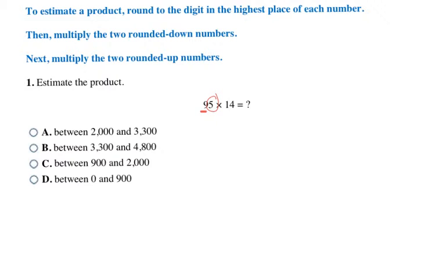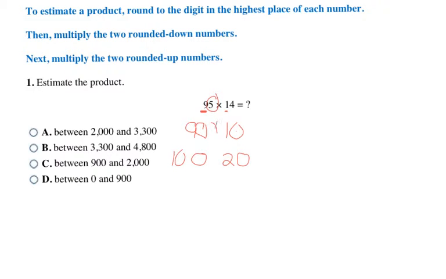Well, if I keep the 9 the same, it's going to be 90. And if I round that 9 up, that's going to round up to 100. So 95 is going to be between 90 and 100. I'm going to do the same thing with the 14. I'm going to underline that 1. If I were to keep the 1 the same, that would round down to 10. But if I were to round it up, it would round up to 20. So 14 is between 10 and 20.